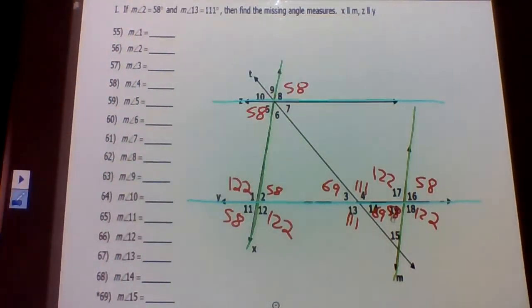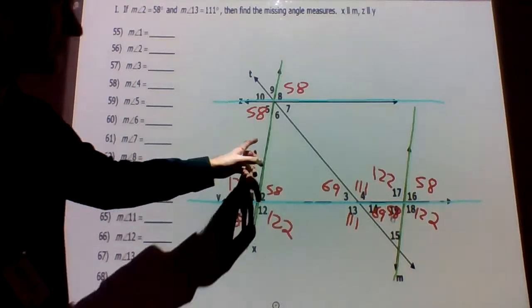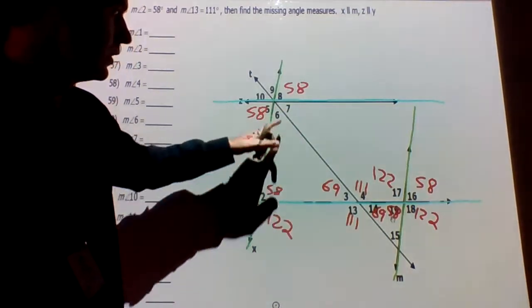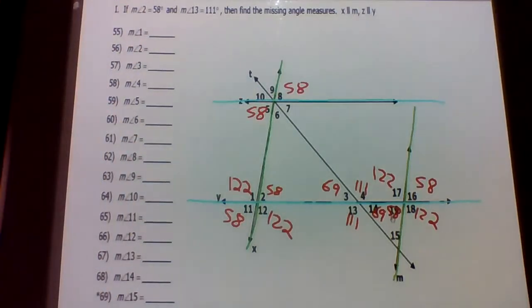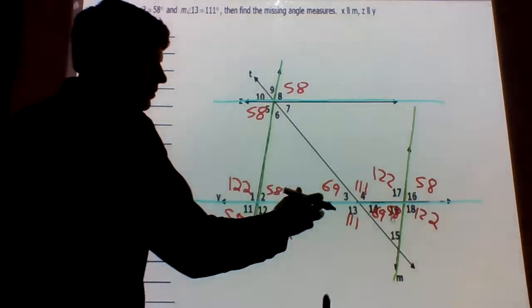Okay. And then these ones are split up. So we know that these two added together are 122. And we know that these added together are 122. But we got to use something else. How about this transversal here?